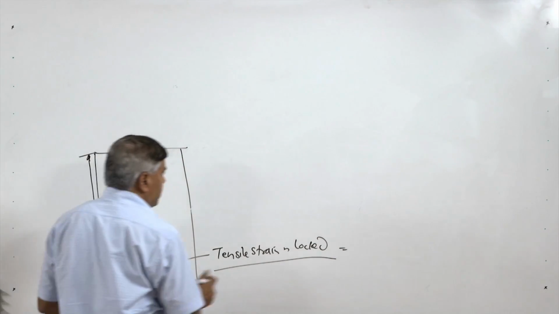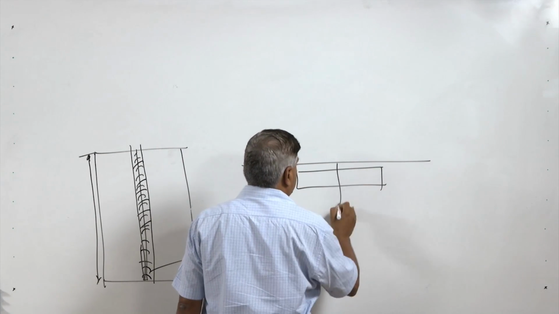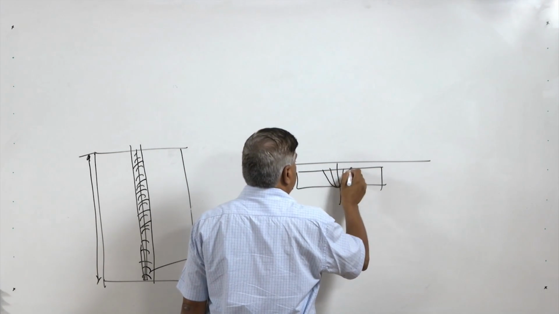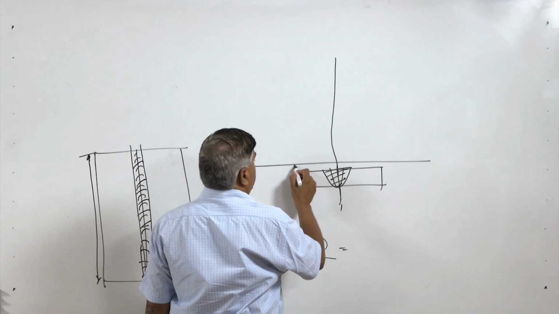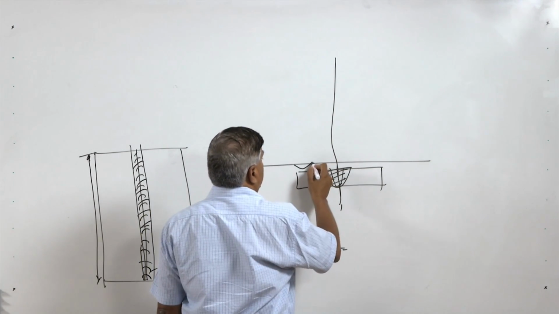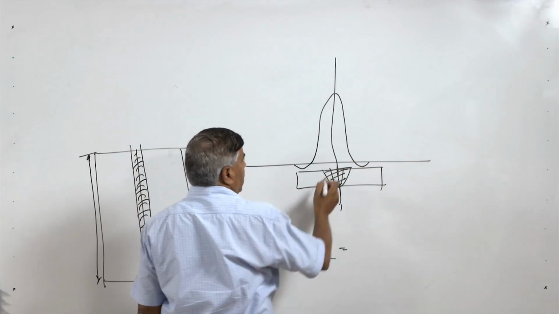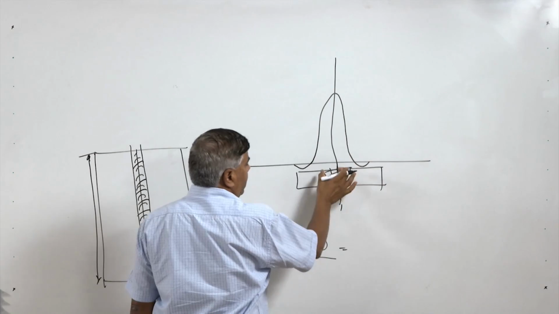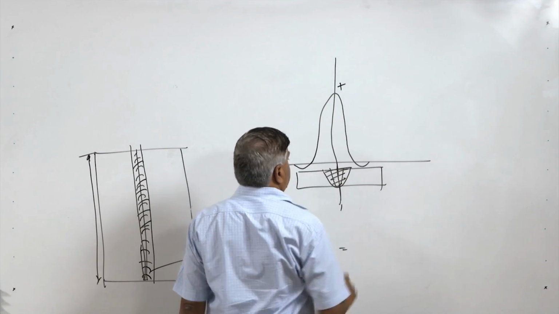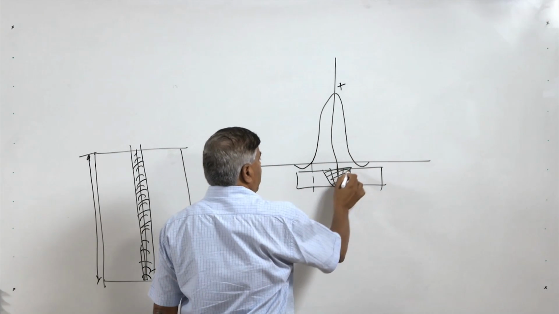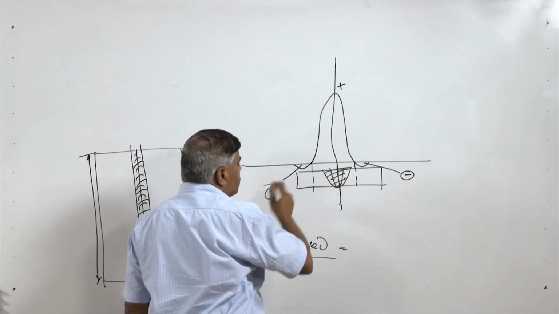So, if we try to plot the residual stress pattern like this, this is the weld, then the distribution of the residual stresses is found to be compressive away from the fusion boundary and tensile at the center line of the weld. So, at the center of the weld, the weld metal and the zone next to the fusion boundary experience tensile residual stresses, but the zones away from the fusion boundary experience compressive residual stresses, which will be balancing in nature.